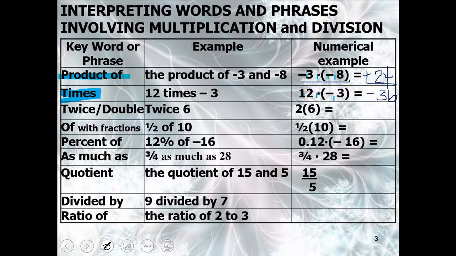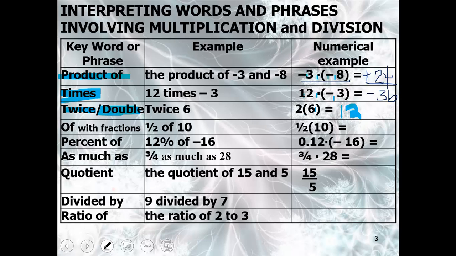Another phrase that implies multiplication is twice or double. You could also think of tripled and quadrupled. Tripled would be multiplied by 3. Quadrupled would be multiplied by 4. You're multiplying whatever number follows the word by 2 if it's twice, by 3 if it's tripled, by 4 if it's quadrupled. So twice 6 implies 2 times 6. 2 times 6 is 12.